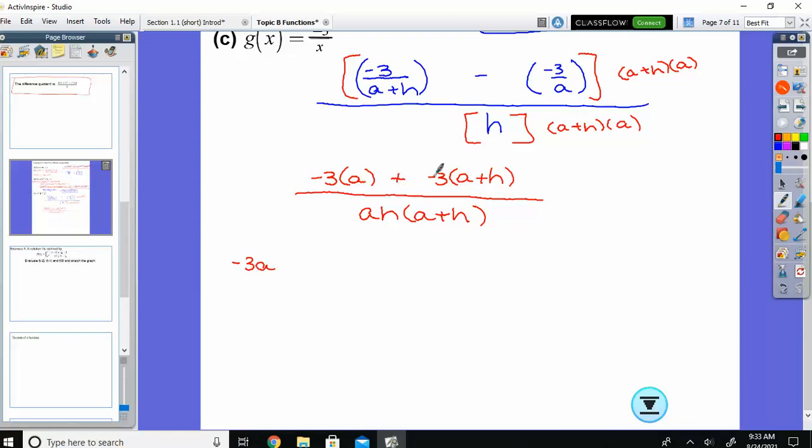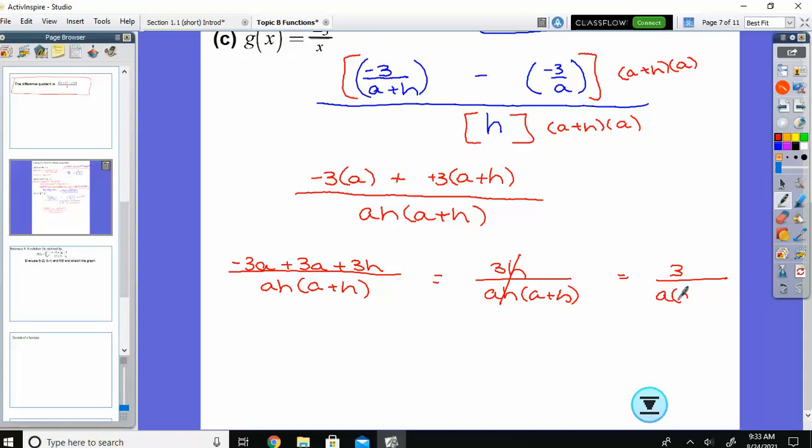So what I have is negative 3a plus 3a plus 3h for a times h times a plus h. Positive 3a and negative 3a cancel. And what else cancels out here? H drops. So our final answer is 3 over a times a plus h.